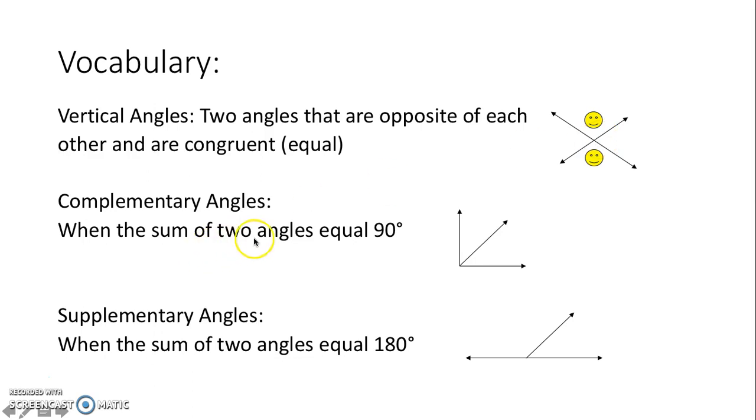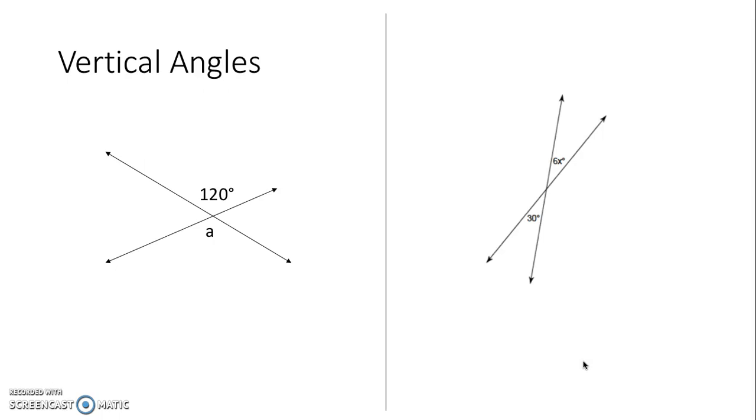Complementary angles are when the sum of two angles equals 90. So we have a 90-degree angle right here with a ray coming out of the middle, breaking it up into two. So this angle plus this angle equals 90 degrees. And then supplementary angles are when the sum of two angles equals 180. So 180 is a straight line. This angle right here and this angle right here add up together to equal that straight line, or to equal 180. So let's take a look at our vertical angles.